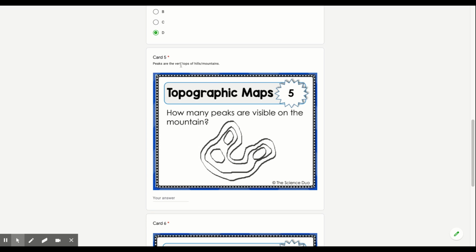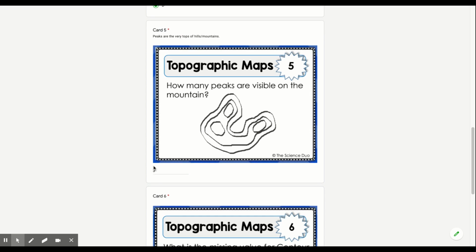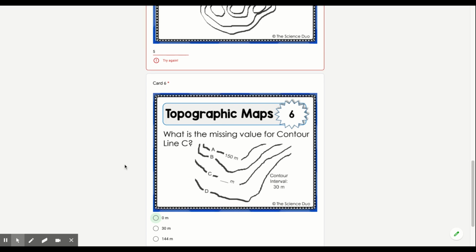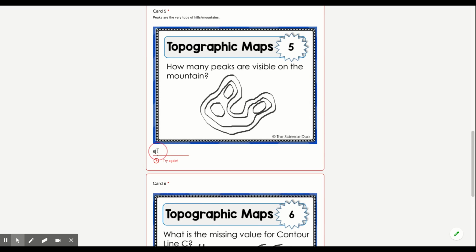Card number 5, I put a hint here. So it says how many peaks are visible on the mountain. So remember, peaks are the very tops of hills or mountains, so the very tippy tops. Again, when we were looking at this in our notes, we looked at several that had 2 peaks or 1 peak. Here, this one has 1, 2, 3 peaks. So I'm going to put 3. And again, remember, if I put the wrong answer and try to go to the next one, it's going to say, nope, try again.